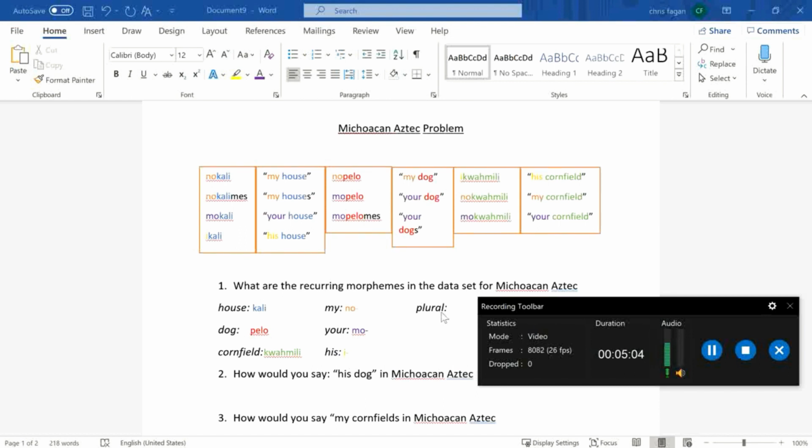Now, the last one I have to do is I need to look for the plural. So I see your dogs, my houses.